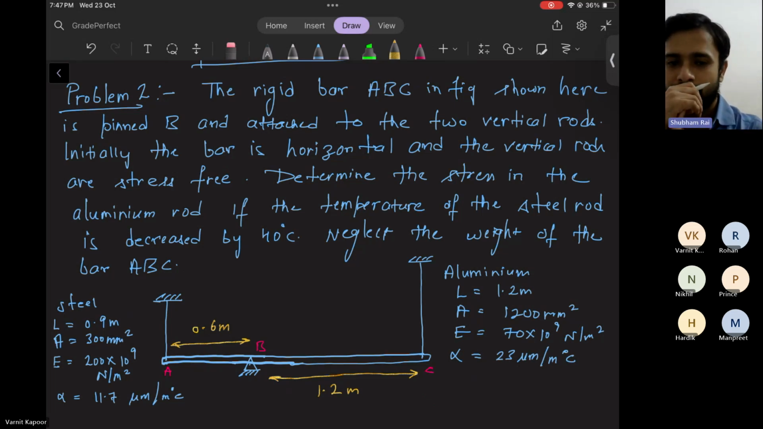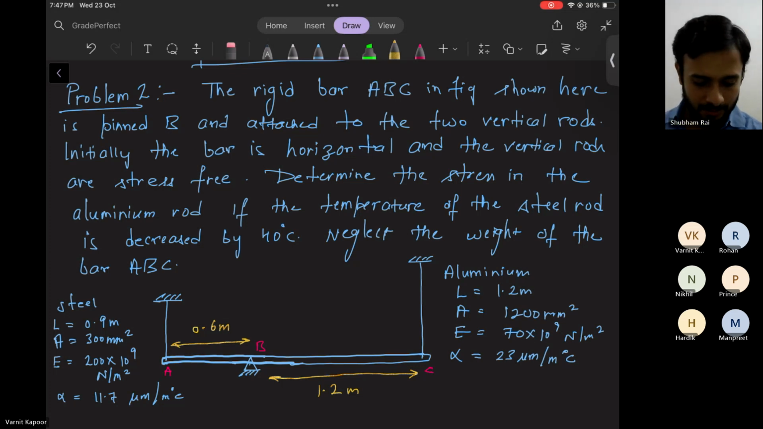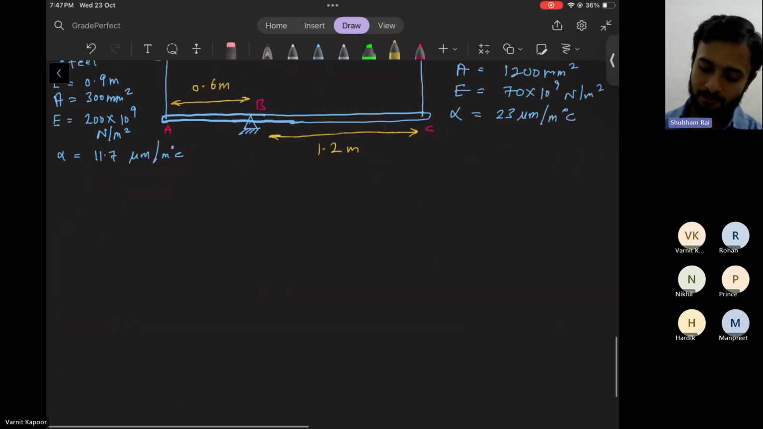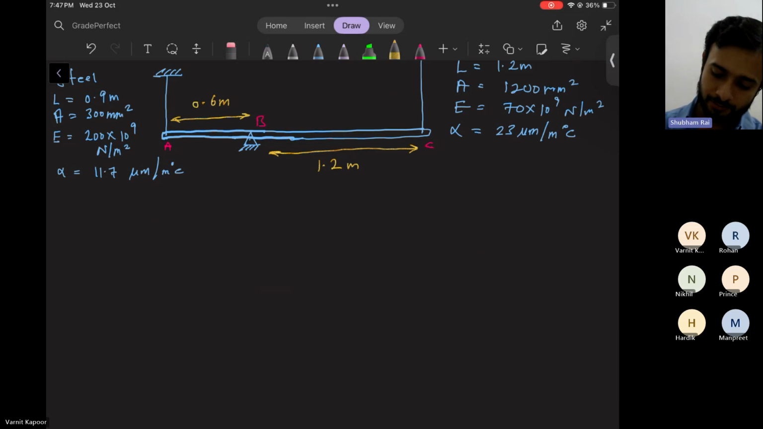Okay, so let me just find out, and then you have to find the stress in the aluminum rod. So firstly we have to find the force, and then we can divide it by the area of the aluminum, we get the stress. So let me just draw the diagram after deformation, how it will look like. Pen is not getting connected.